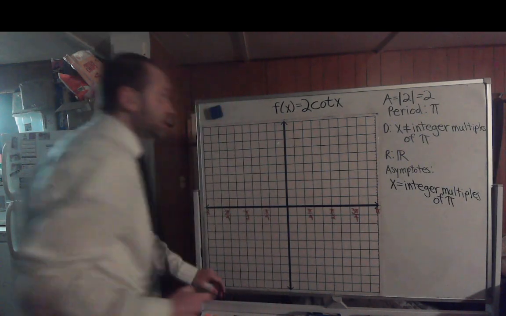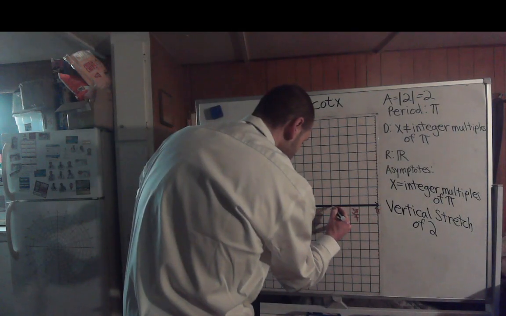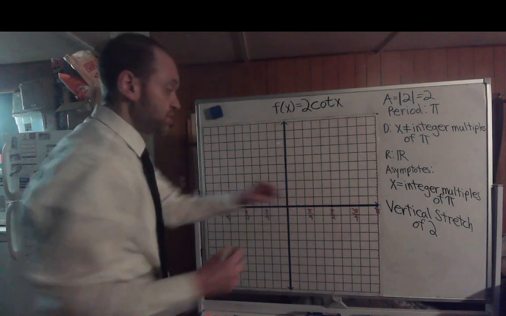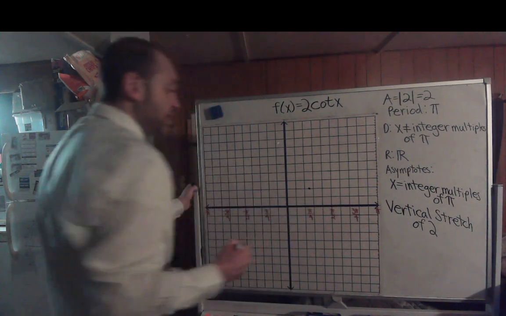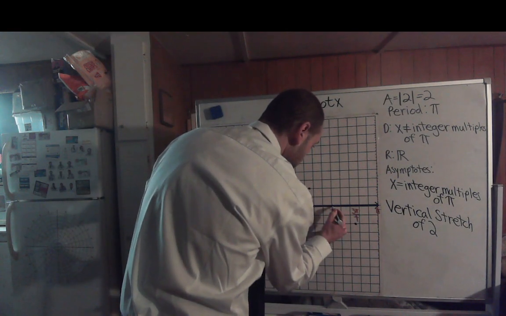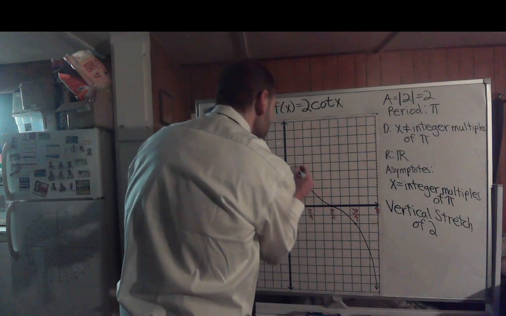Okay, now what does that 2 do? It's a vertical stretch factor of 2. So we have a vertical stretch of 2. So let's start at pi over 2. The cotangent of pi over 2 is 0, while 2 times 0 is still 0. Now what's the cotangent of pi over 4? That's 1, but times 2 is actually 2. And then 3 pi over 4 is negative 1 times 2 is negative 2. So this is going to start to stretch this a little bit here.